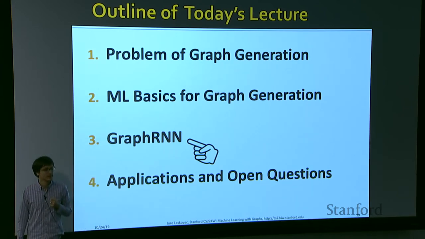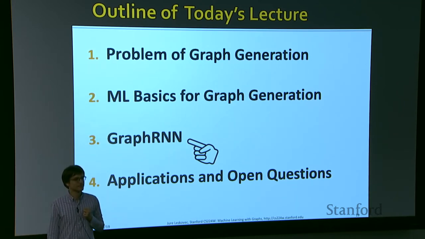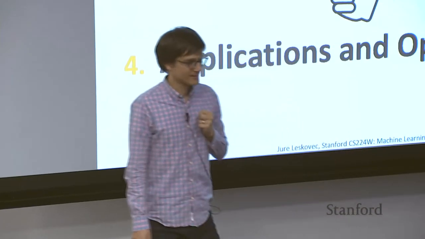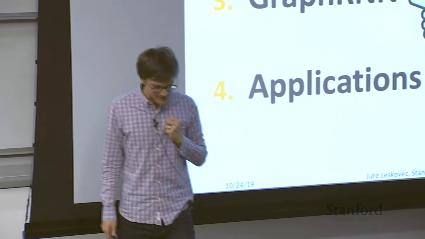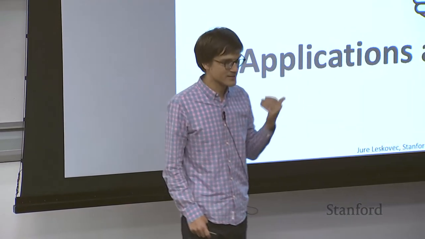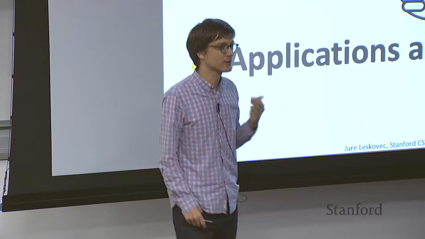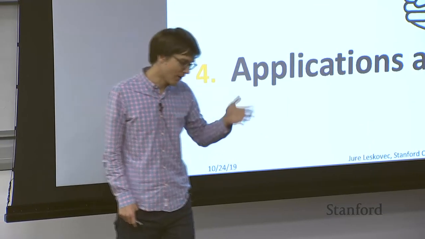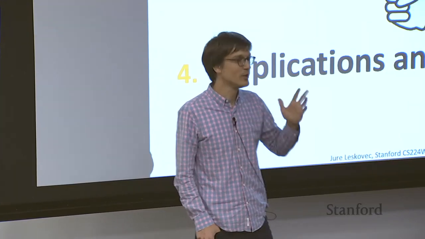Yes? Is one of the valid actions also a stop token that says, I'm done, I've made my graph? Great. Yes, there are two special tokens. One is SOS and one is EOS. SOS means start of sequence, and EOS is end of sequence. But yes, you need those tokens as well.